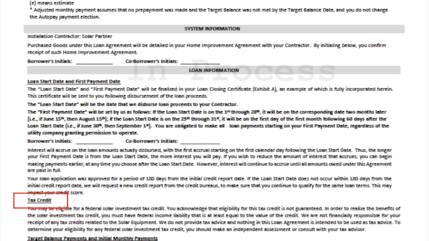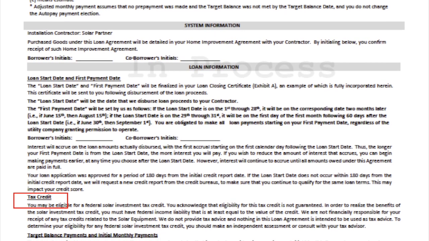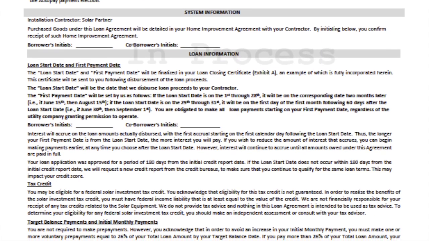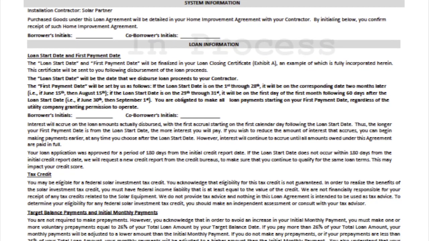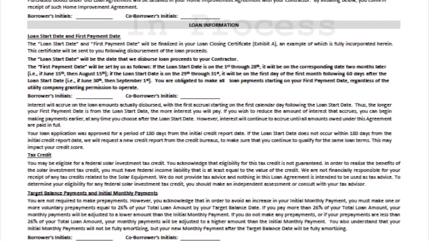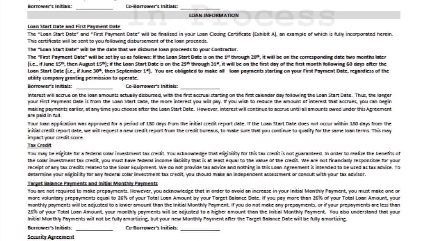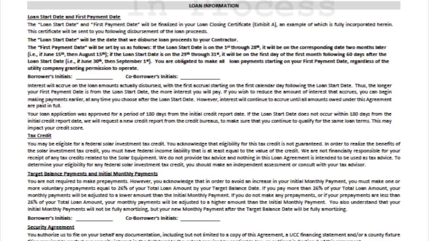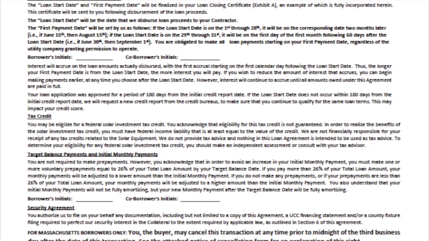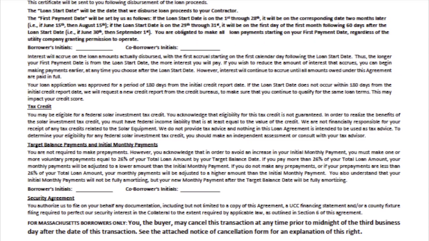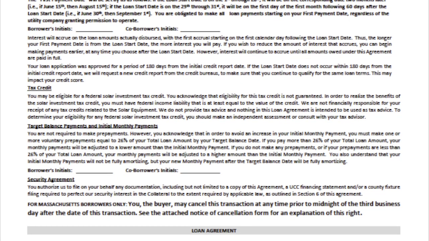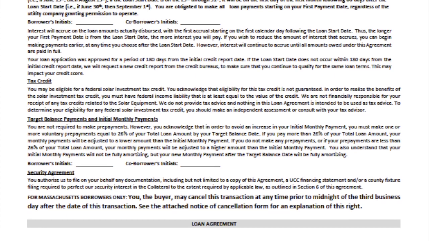Tax credit, again, not a guarantee. You know, they were not financially responsible. Again, pretty standard legalese. Somebody does not have to prepay or make earlier principal payments to the loan, but they can. And this actually just clarifies what I was just saying. If you pay more than that, the payments will adjust to a lower amount. If you pay less than 26%, that payment goes up a bit.